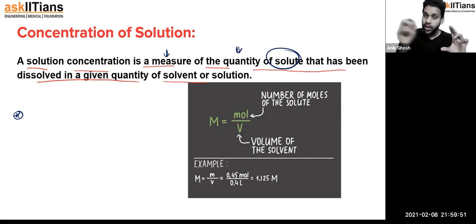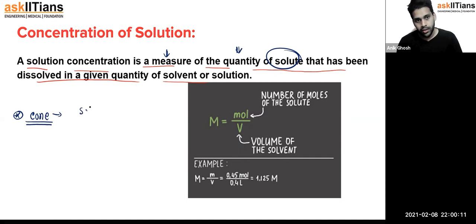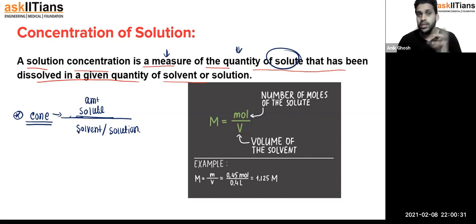In one cup of tea, you are giving 1 teaspoon of sugar, and in another cup, 2 teaspoons of sugar. So concentration is the amount of sugar you are giving to the particular amount of solution. You can see the concentration is written as solute by solvent or solution. It can be both of them. So it is the amount of solute in a particular amount of solvent or solution.